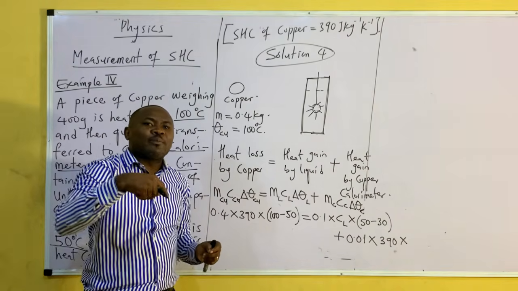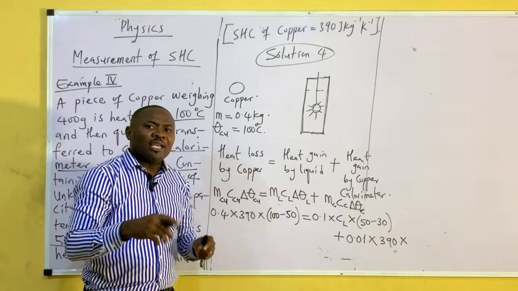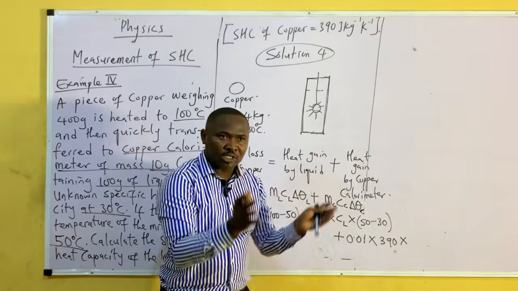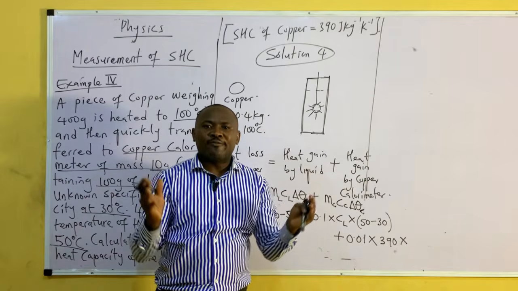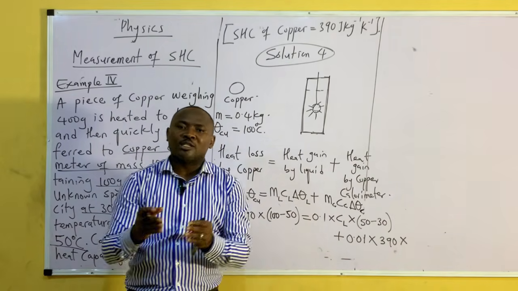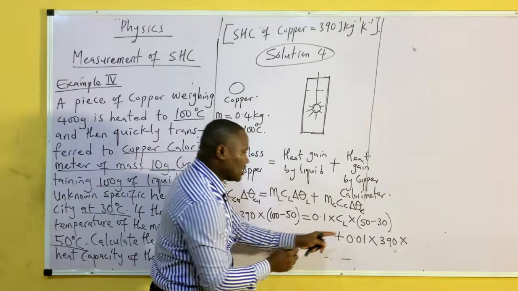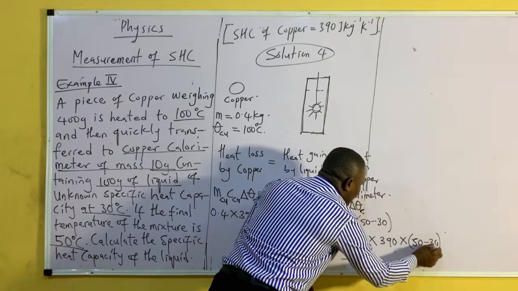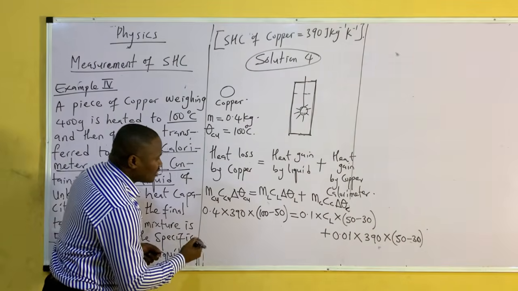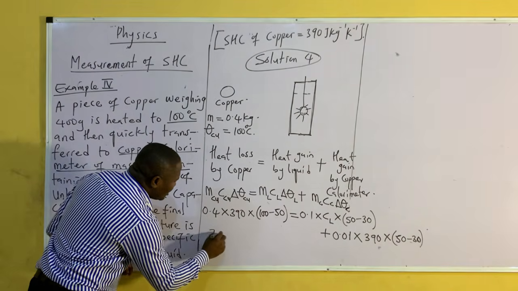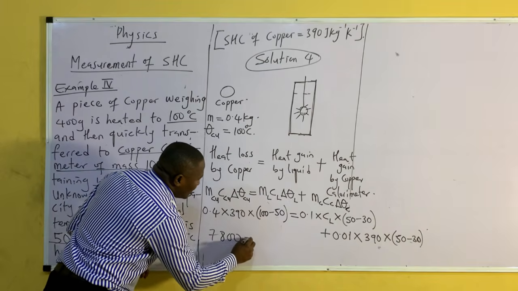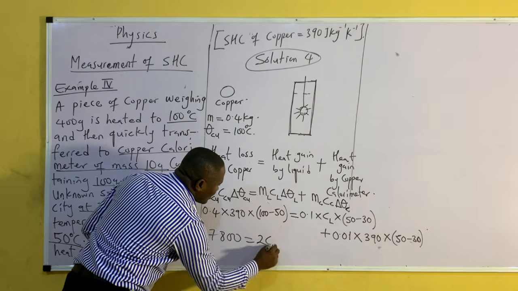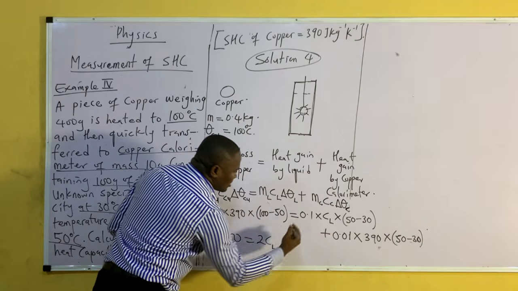Remember, it's the same temperature change as the water. The water temperature change is the same temperature change as the container because it's the effect on the water that will be seen on the container. So it's the same thing as open bracket 50 minus 30. Now we have this to be 7,800 is equal to, this will now be 20 times this.